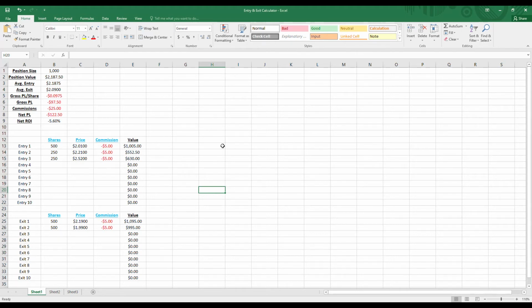But getting back to the example, we can see at the top here, we've got a total of 9 outputs that have been spat out by the formulas plugged into this calculator. And they did that with just the inputs that I have put in here and here. And so what we get is a very concise summary of this trade. We get the total position size, the value of the position, average entry and exit, the gross P&L per share, the gross P&L, the commissions, the net P&L, and most importantly, in my opinion, the net ROI.